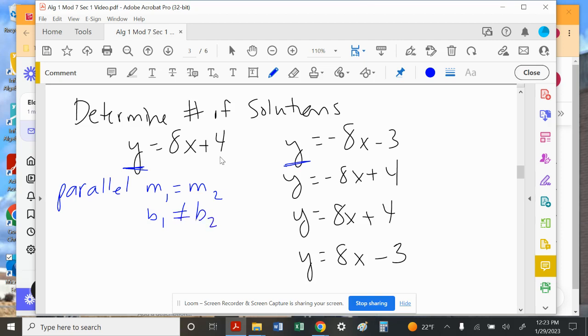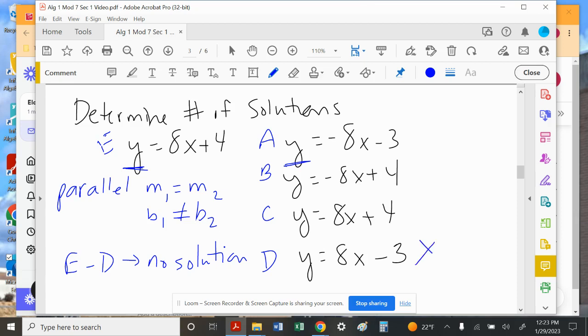So you'll notice that we'll call these A, B, C, and D, and we'll call this my equation E. We notice that E and D have no solution. And why is that? Because E and D have the same slope and different y-intercepts. So therefore, they are parallel. They will never cross. Okay, so that takes care of that one.